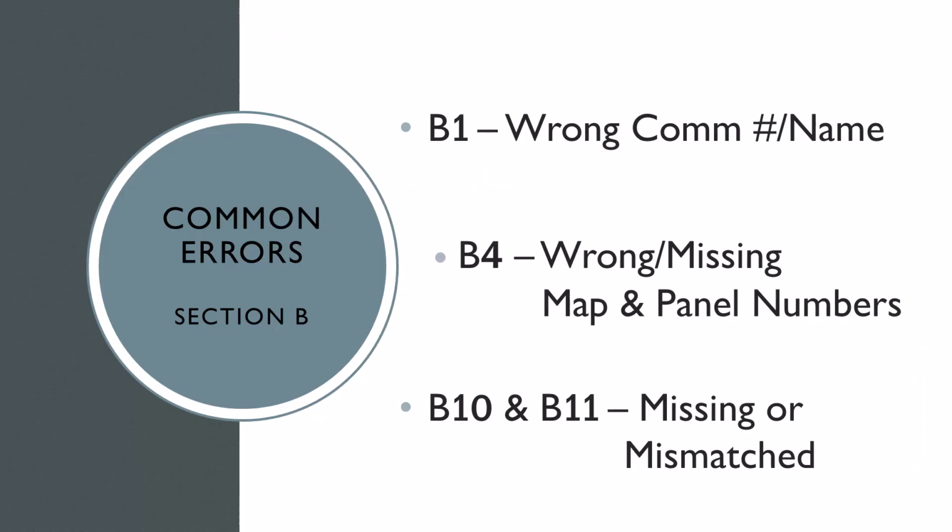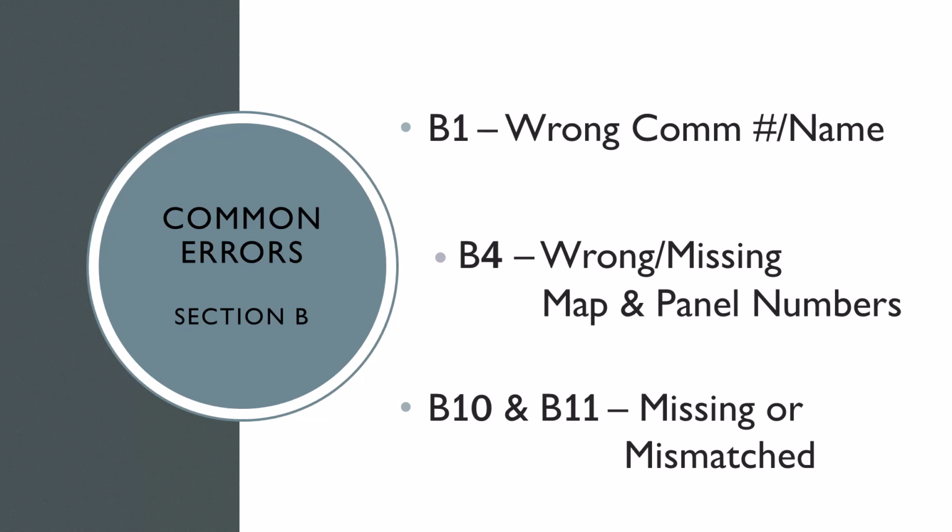There are 3 common errors we see in Section B. The first one is wrong community numbers or names, or a name and number that don't match up, or this field is left completely blank. Please be sure both are entered correctly. This error is one of the most common we see across the country and really has an impact on whether or not the policyholder gets the correct CRS discount.